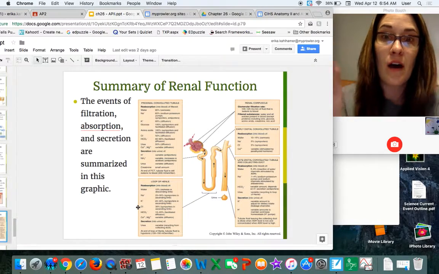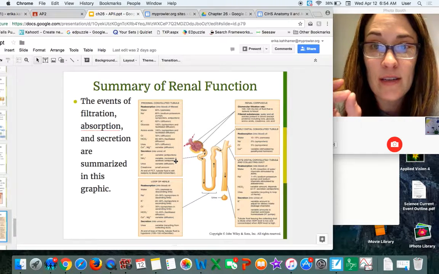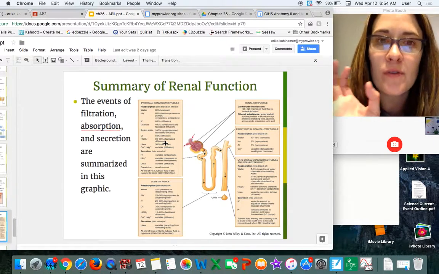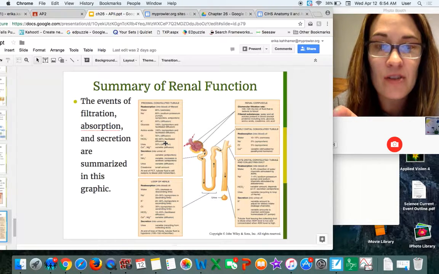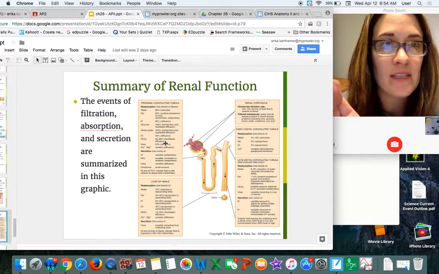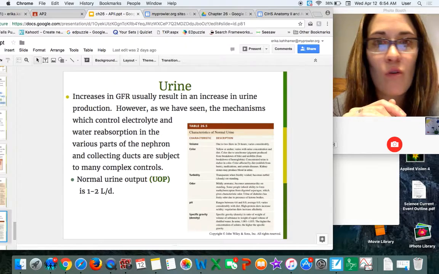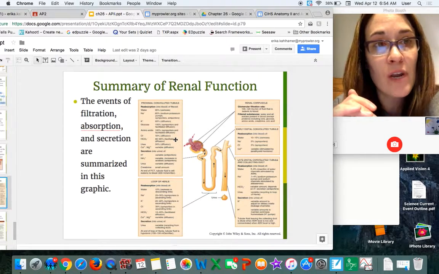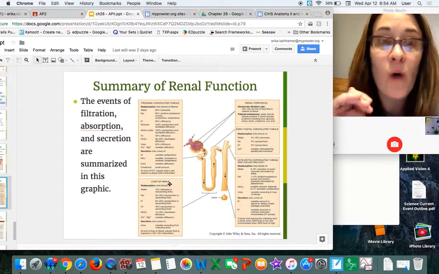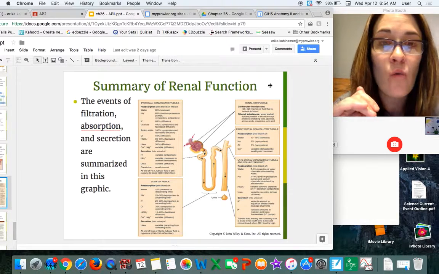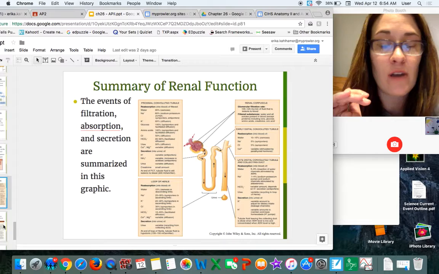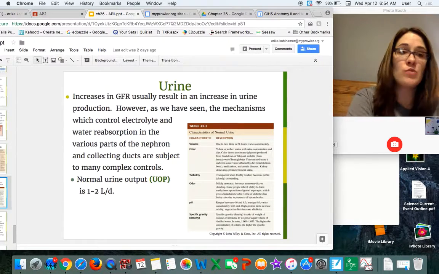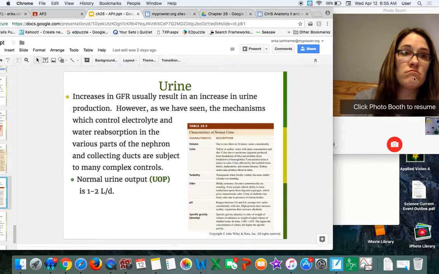I'm not going to go over this piece by piece, but please pause, open up your notes, find this image in your book, and pause on this for a while. Look over it. It's the details of what's reabsorbed where, what's secreted where, all of those details that are good to look at. So urine, that's what the kidneys are all about, the big waste product.